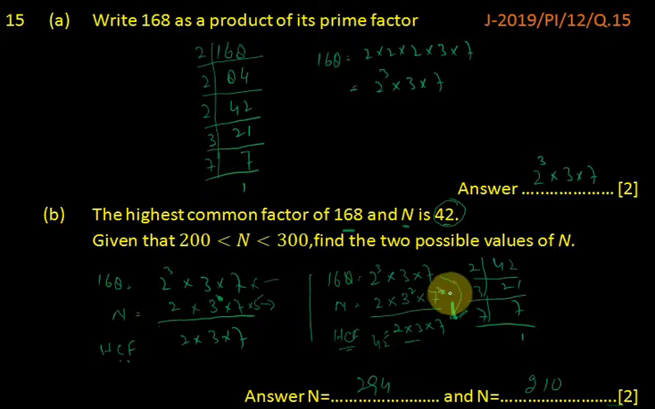So we can just multiply this n by 5, so that it can be within the range of 200 to 300. And when we take the HCF, we leave the number which is not common. So 5 is there in n and 5 is not in 168, so we will leave it, and the HCF remains the same. So the answer is 210.